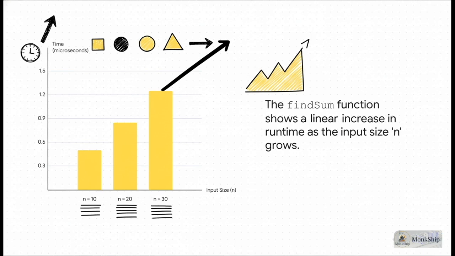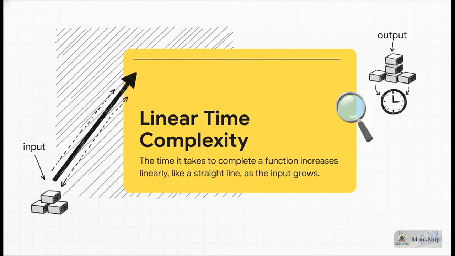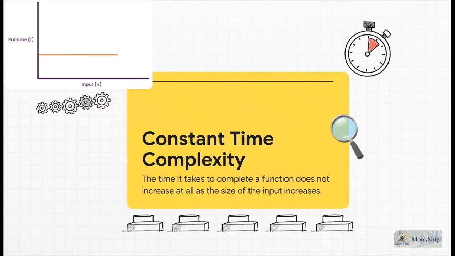And would you look at that? It's a nearly perfect straight line. As our input n gets bigger, the time it takes grows in a really predictable straight line way. This kind of straight line pattern has a name. We call it linear time. It's one of the most common performance patterns you'll see. It just means if you double the input, you're pretty much going to double the time it takes to run. Simple as that.